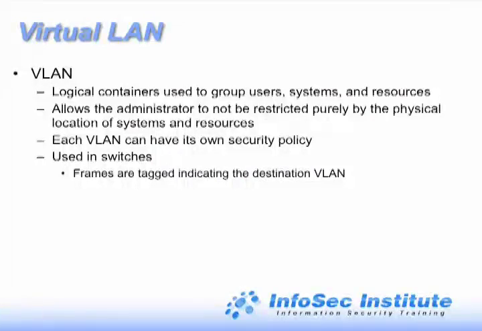Okay, VLAN. This is the virtual LAN. Logical containers use groups of users, systems, and resources and so forth. Allows administrators to not be restricted purely by the physical location. Each VLAN can have its own security policy and is used in switches. Basically it makes it to where you can have specific ports, let's say ports 1 through 8, communicate back and forth together, and ports 9 through 16 can communicate together, but they can't communicate with each other. For example, VLAN 1 may not be able to communicate with VLAN 2.